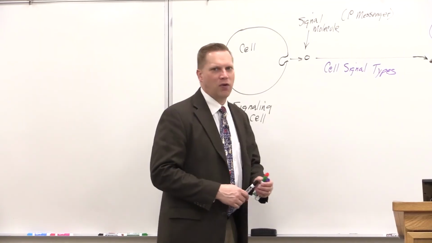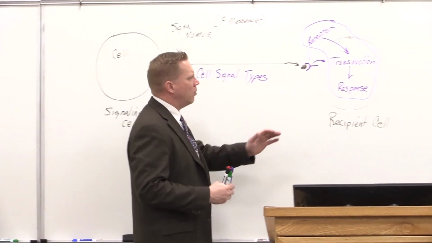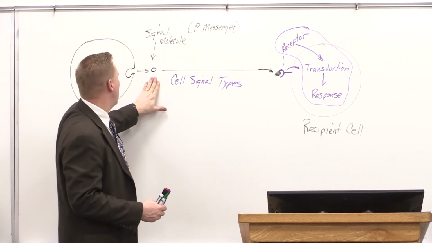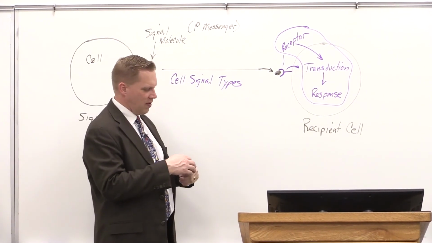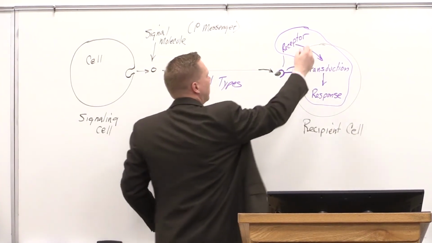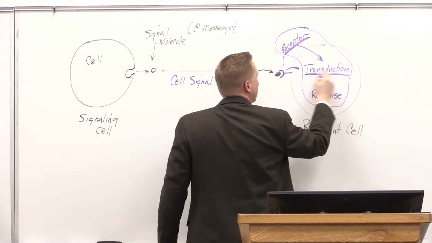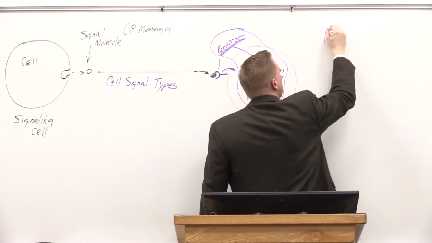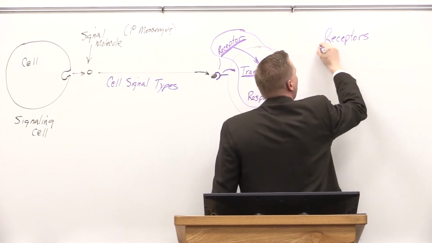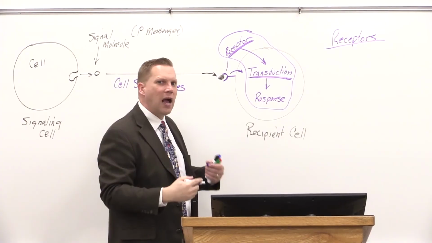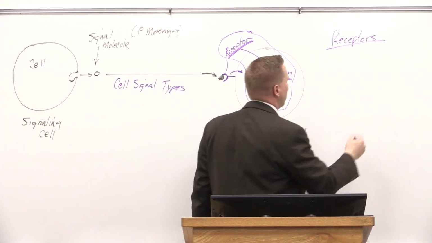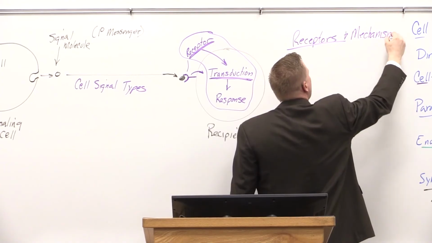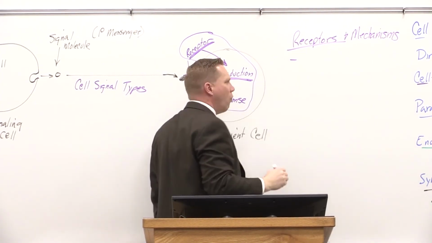So now, if we come back over here, we've been talking about the cell signal types, the types of signals that are released from a signaling cell and then might be picked up by a recipient cell. Over the next couple days, we're going to spend time looking specifically at different types of receptor and transduction mechanisms. For receptors, we are going to learn 4 different types and how they operate, how you activate them and how you inactivate them. We're going to get into details on the mechanisms and how they work.